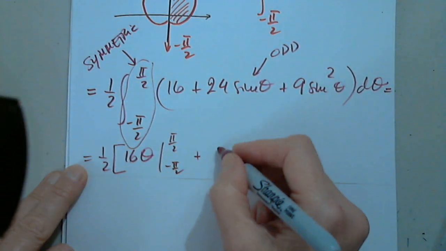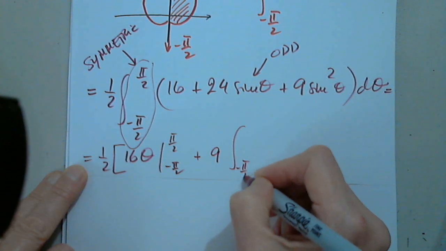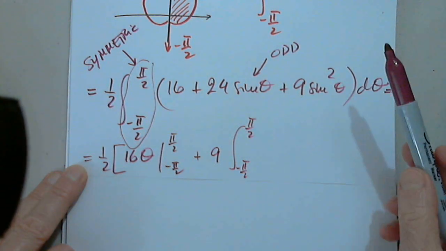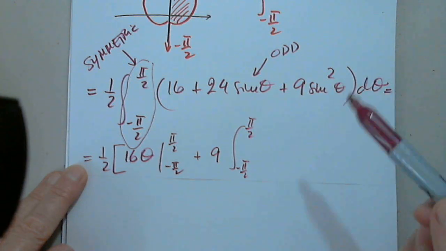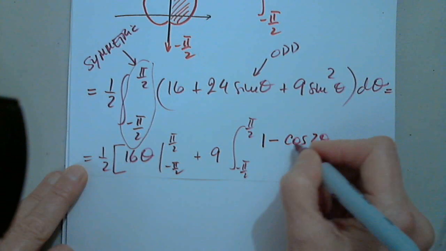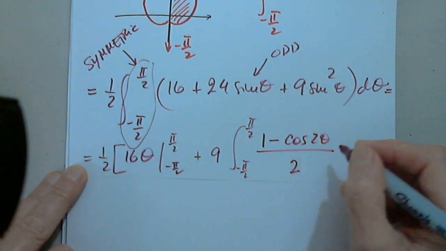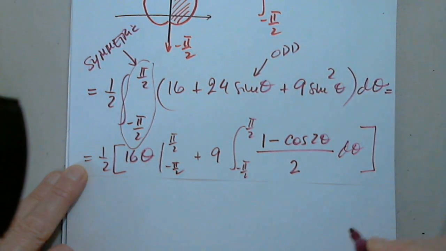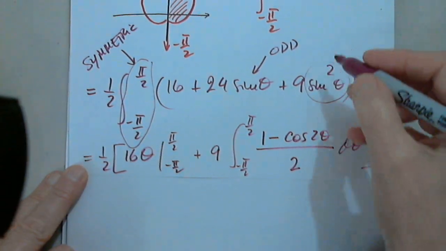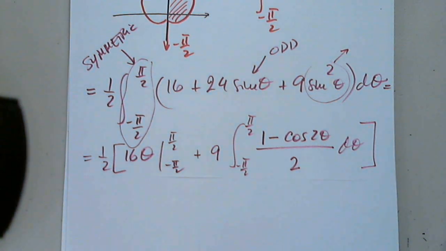Plus 9, the integral from negative pi over 2 to pi over 2. At this point, I have to change this into, if you remember, 1 minus cosine twice theta over 2 d theta. Okay? Remember the formula? We discussed those in chapter 7.